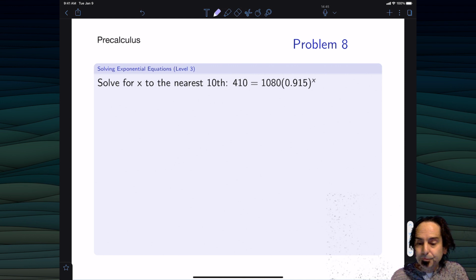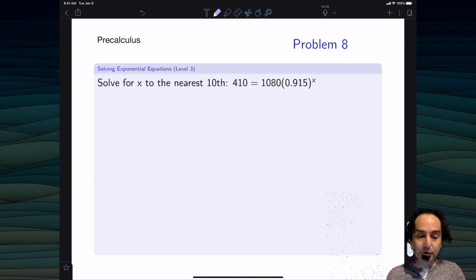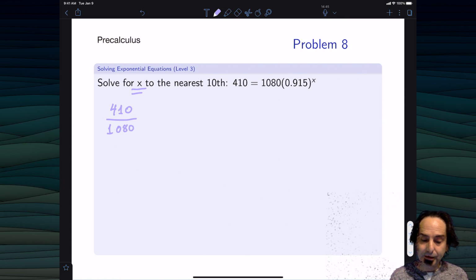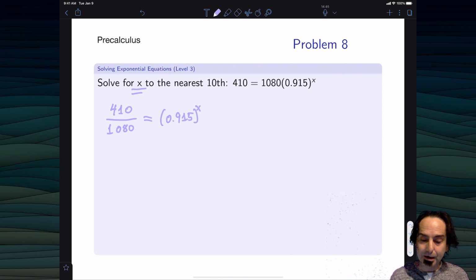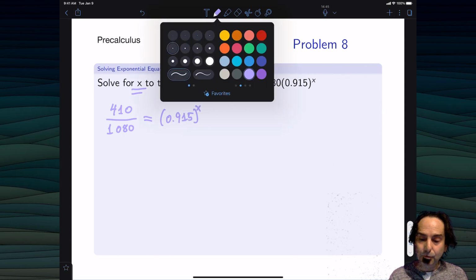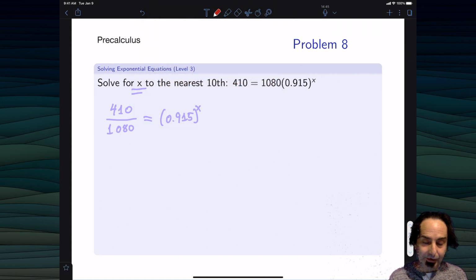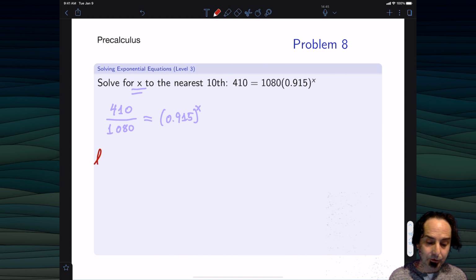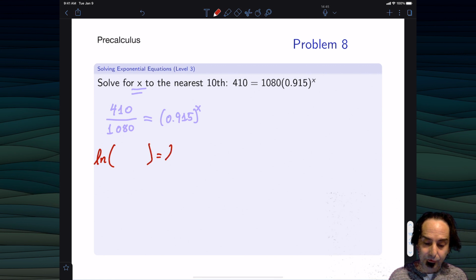Over here, we have a very similar equation. We just want to solve for x. So what I'm going to do is put it into a simpler form, divide both sides by 1080, and I'll have 0.915 to the x power. And same idea, I can take a logarithm of both sides. We did the common log before, but my calculator also has the natural log. And so we may as well try this out.